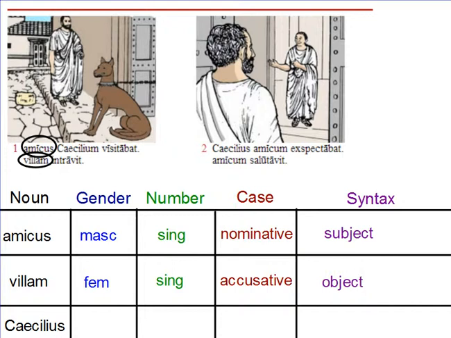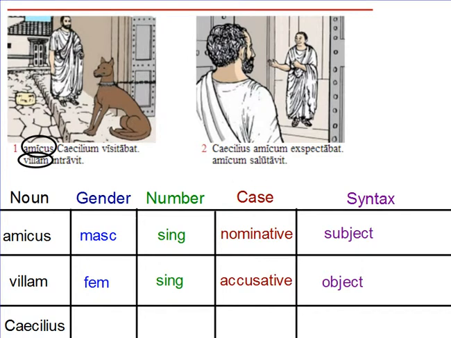Let's turn to our second panel. Caecilius amicum expectabat, amicum salutavit. Again, what is our subject in the second sentence? What is the subject of salutavit? I know amicum, with its ending, is not nominative, so it can't be the subject. I have to get my subject again from the T. Caecilius was waiting for his friend. He greeted his friend. Caecilius, he greeted his friend.